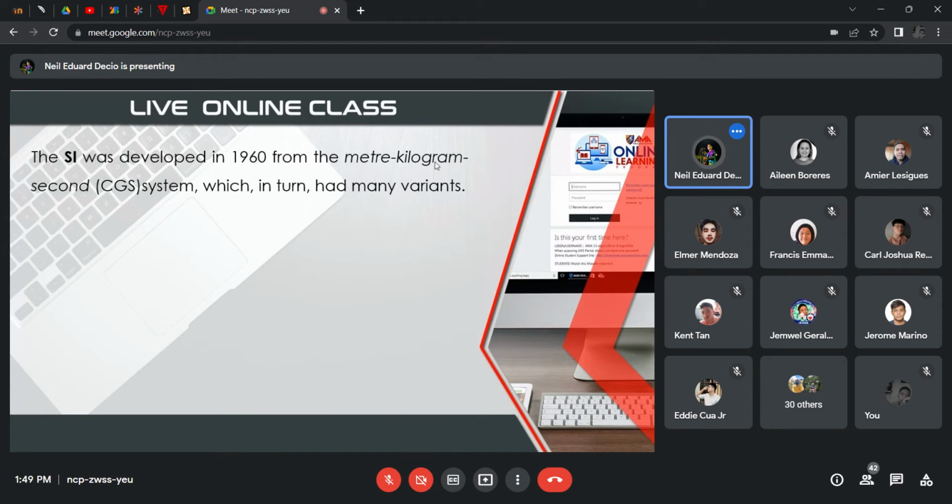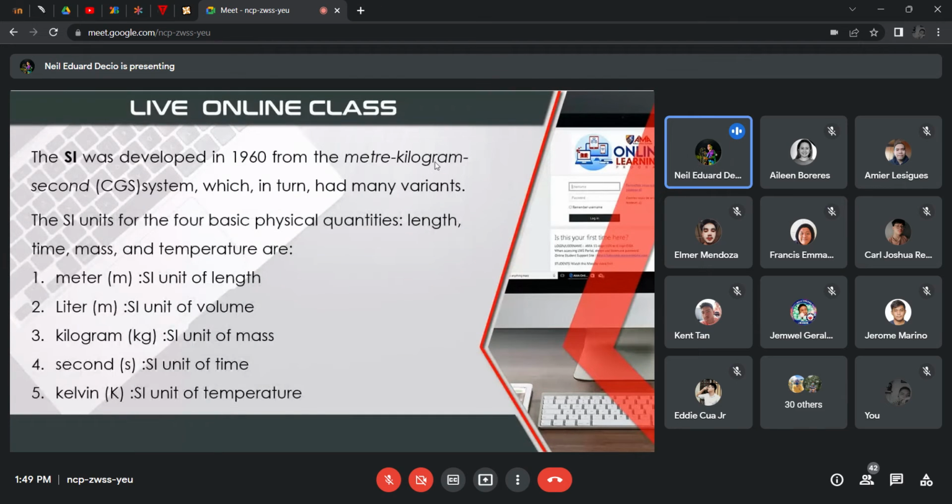The SI was developed in 1960 from the meter-kilogram-second or CGS system, which in turn had many variants. The SI units for the basic physical quantities: for length, we have meter. For volume, that's liter. For mass, kilogram. Unit of time is second. And for temperature, that is Kelvin.